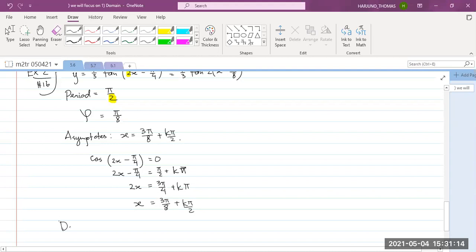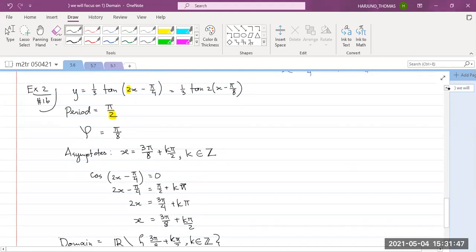Now that also tells us the domain. The domain, therefore, will be all real numbers except when the denominator equals 0, that is 3 pi over 8 plus k pi over 2. Okay, that's for number 16. Is there anything else? For x-intercept, you just solve for the numerator to be 0. If we want to solve for x-intercept, then you need to have tangent blah equal to 0, but that implies the numerator sine blah has to be 0, and so on and so forth.